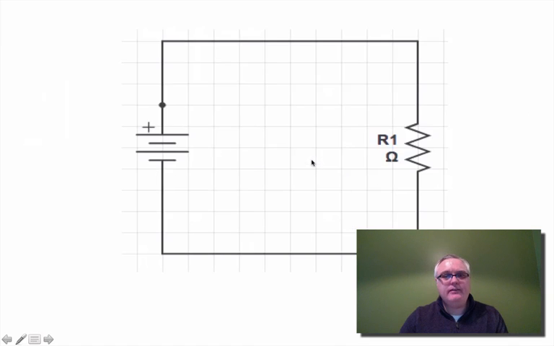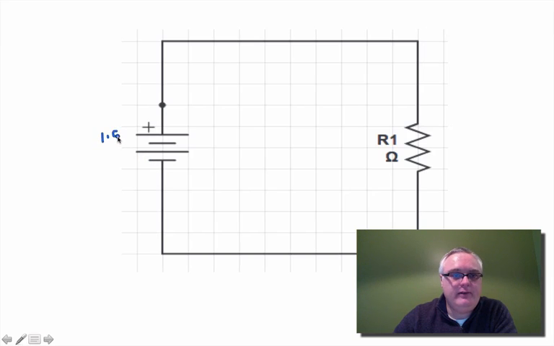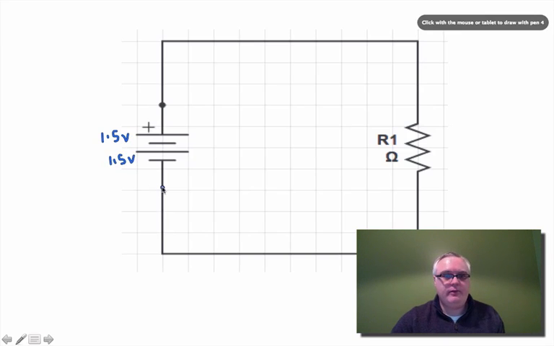Now we can also connect voltages in series and parallel. So here again I have two batteries connected in series. So here's one battery, here's the second battery. If each of these batteries is, let's say, a AA battery, so it's 1.5 volts, the current that's flowing through this circuit passes through both batteries.